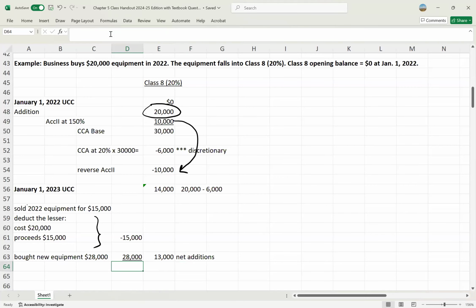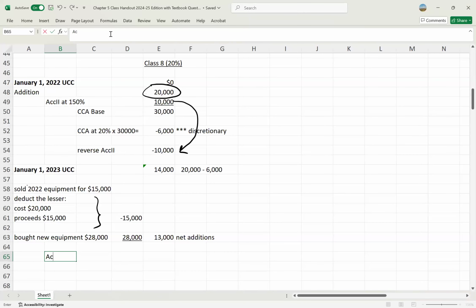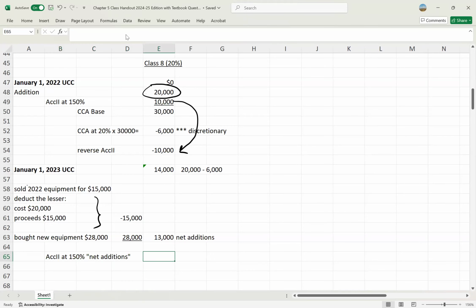The accelerated investment incentive, we're in 2023, so the 150% still applies. It only applies to the net additions. So it's only going to be 50% of the net additions. So rather than add 50% of 28,000, which is the new equipment, it's only going to be 50% of the net additions, which is 13,000. So we're only going to add 6,500 for the calculation this year.